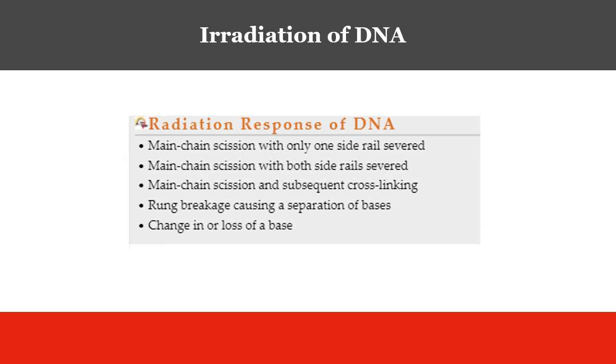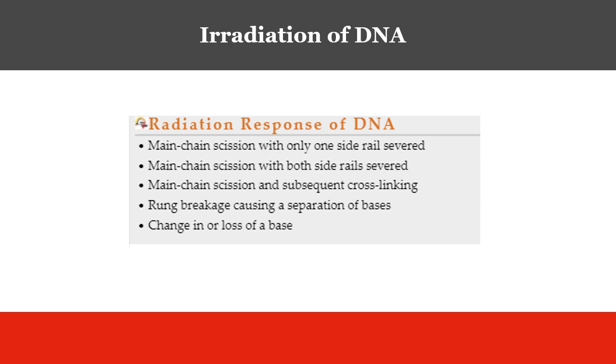Now we have irradiation of DNA, whether it happens with the direct or indirect effect, it doesn't matter, whichever effect it occurs with. There are three responses that are going to happen. It doesn't matter how it happened, it's just when the DNA is hit. We can have what's called main chain scission, which is just like taking scissors and cutting a side rail of DNA. Main chain scission, again scissors, cutting both side rails, is the second one. The third one is what's called main chain scission and subsequent cross-linking.